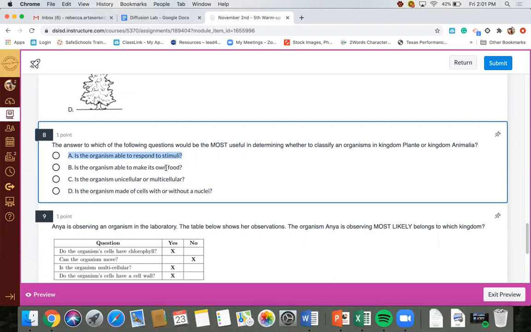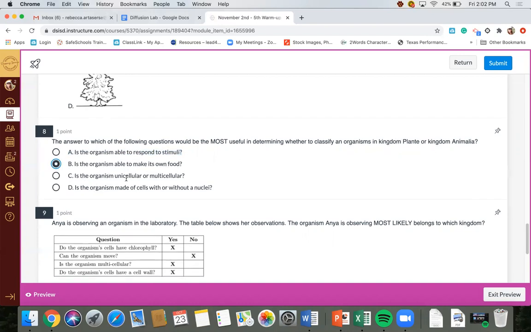B, is the organism able to make its own food? Well, if it makes its own food, it's autotrophic. And I know plants are autotrophic. They perform photosynthesis. And then in our kingdom Animalia, we're heterotrophs. We have to eat food in order to get our energy. We can't make our own food. So this is looking like a good question that would help me differentiate between the 2 kingdoms. But I'm going to keep checking.